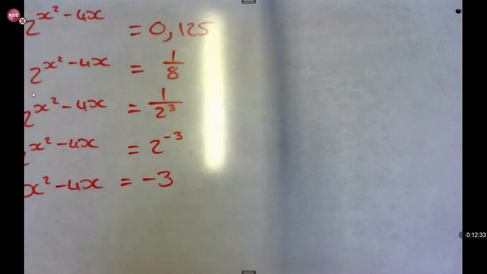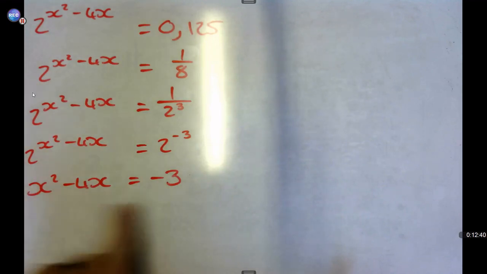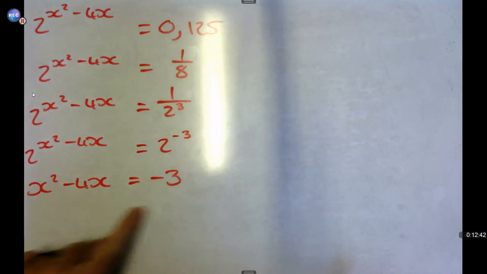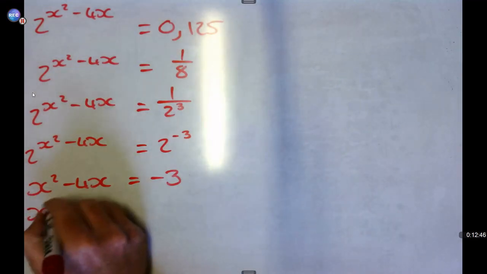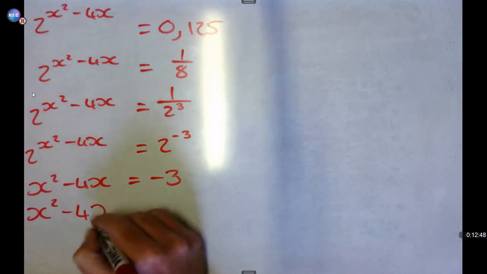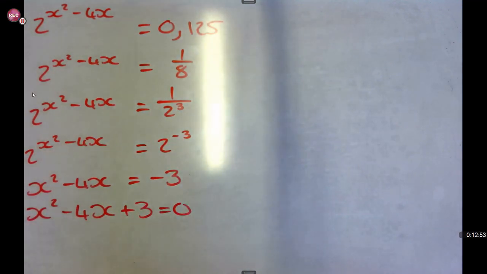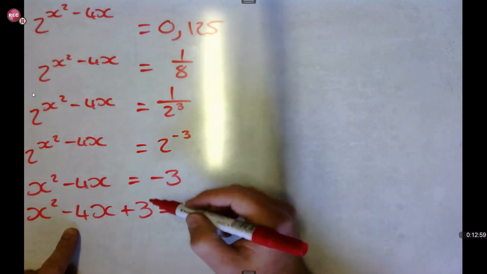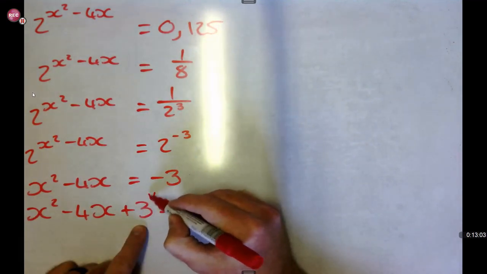And now what you have to do is you need to carry the 3 over to the other side and put the whole thing equal to 0, because you're basically going to form a trinomial now. So x squared minus 4x plus 3 is equal to 0. Okay, now you've got a trinomial, which means you are going to have to factorize. Okay, so the first thing that we need to do is find the factors of 3. So it will be 1 times 3.